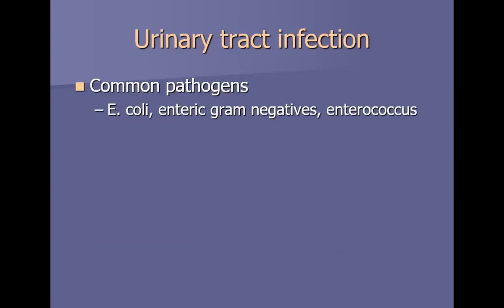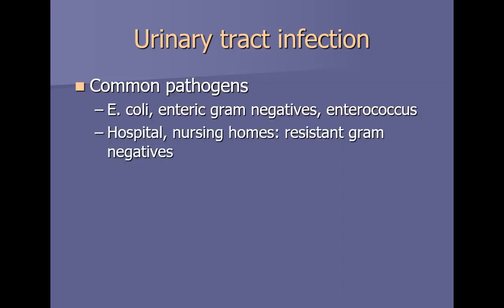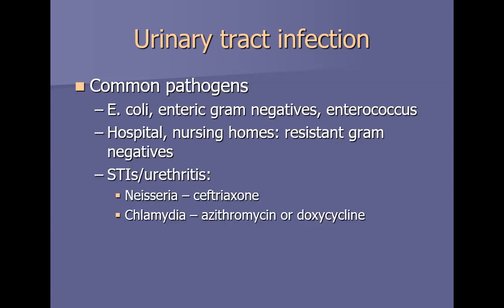Urinary tract infections, of course, enteric gram negatives are common, and enterococcus we also see. And if they're from a healthcare facility, then you have to be worried about resistant gram negatives in particular. So ESBL E. coli, etc. And always keep this in the back of your mind: you're treating them for a UTI and it's not getting better. Check for a sexually transmitted infection, okay? Get a urine GC chlamydia.